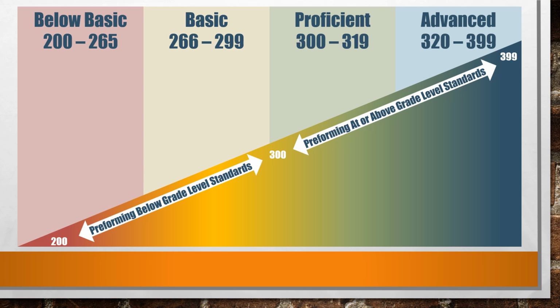Scores on the OSTP fall into 4 categories ranging from below basic to advanced. Scores below 300 represent students who are most likely performing below grade level standards, while scores of 300 and above represent students who are most likely performing at or above grade level standards.